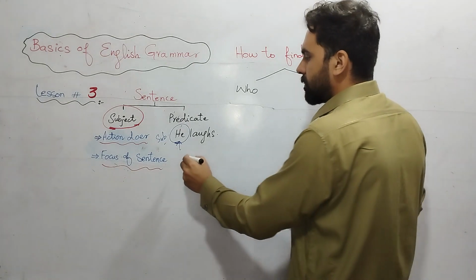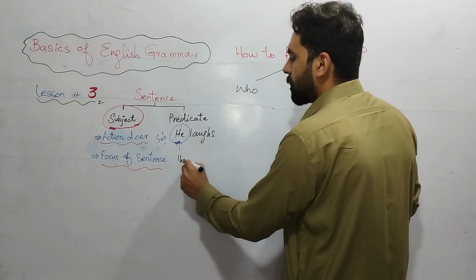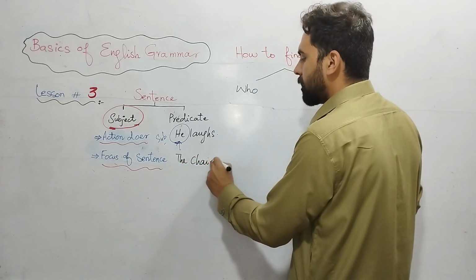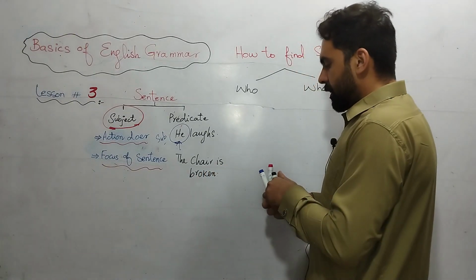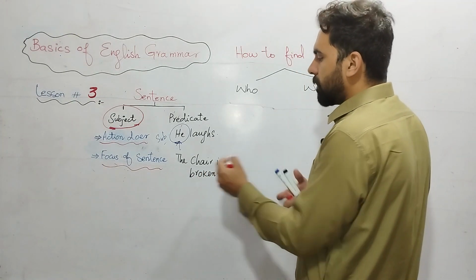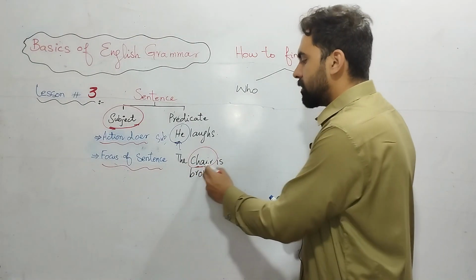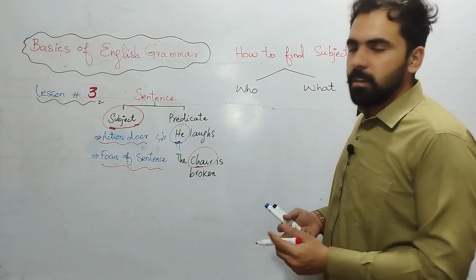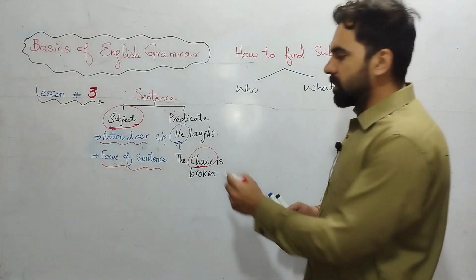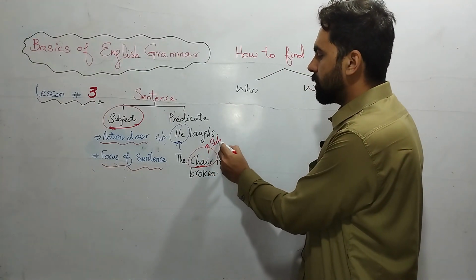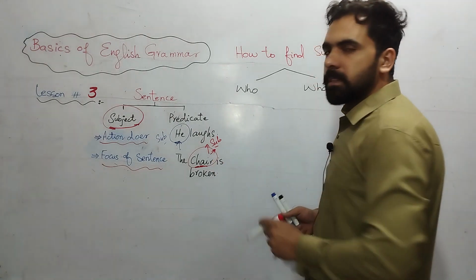In the second sentence that I am writing, look here, "The chair is broken." Now, chair is something that cannot perform an action, but the chair is also the subject of this sentence. Why? Because the sentence is about the chair. The focus of the sentence is chair. Though chair cannot perform an action, yet chair is the subject here.